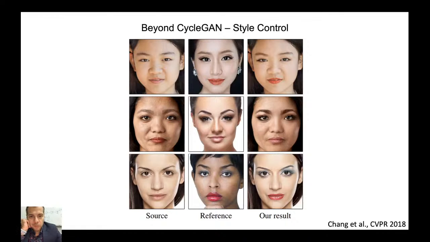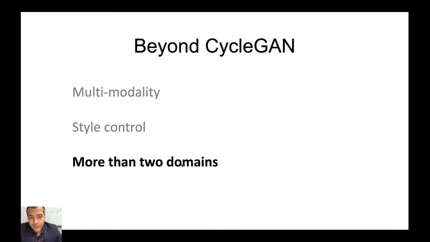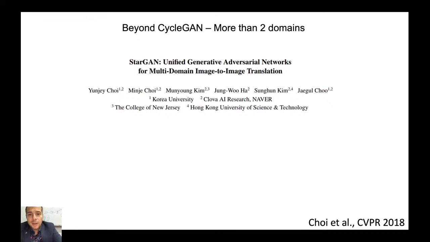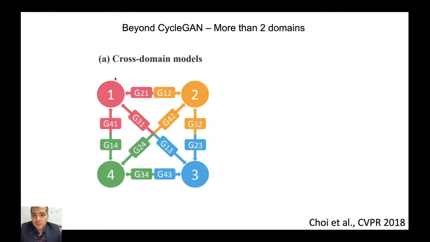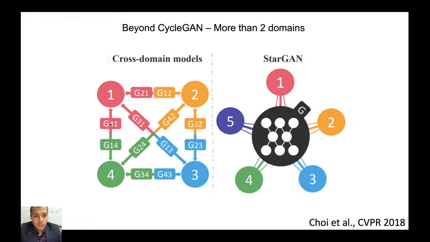So this can be used to control the styles. Here we have the source image, the reference image, and the image with the applied makeup. And as I said, you can also apply this architecture to more than 2 domains, but there is this paper that instead of just using CycleGANs between every pair of possible domains, you can use this approach, which is called StarGAN.